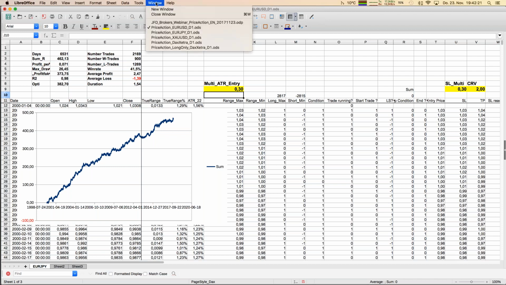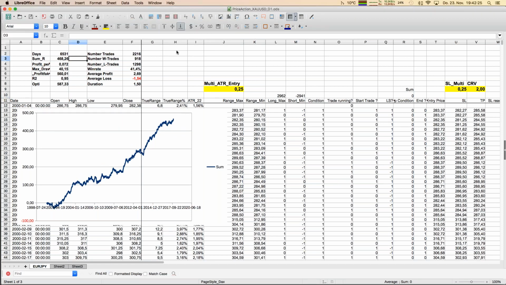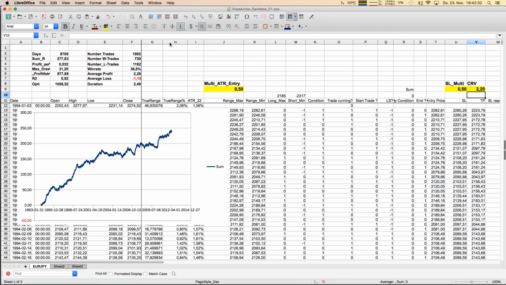That's euro US dollar, and here we have an example for gold as well. Works well. But finally, I want to show you something. I've done the same exercise here for DAX. It's already behaving not that bad, but I want to try something else here.